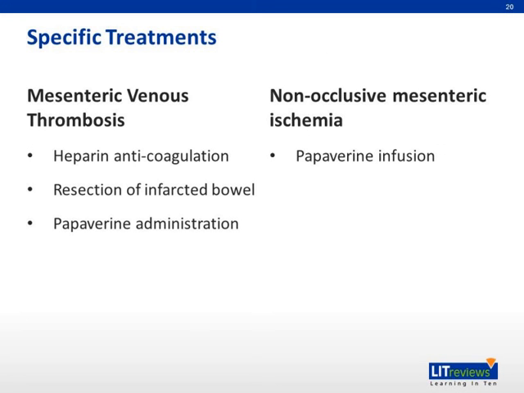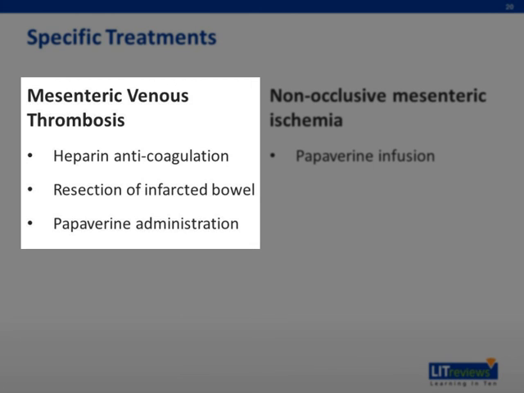The management for mesenteric venous thrombosis includes heparin anticoagulation and resection of infarcted bowel. Anticoagulation with heparin can be given even in patients who have gastrointestinal bleed, if the bleeding risk is considered to be outweighed by the risk of intestinal infarction.